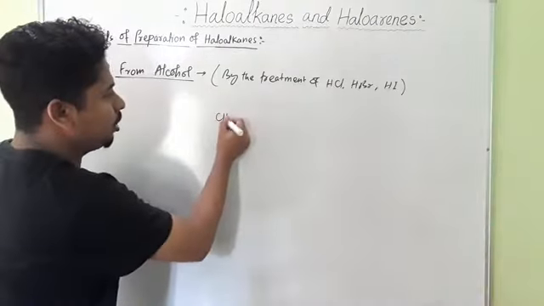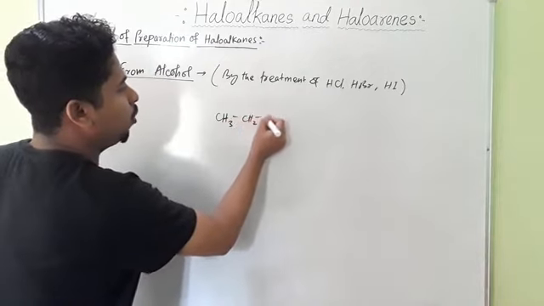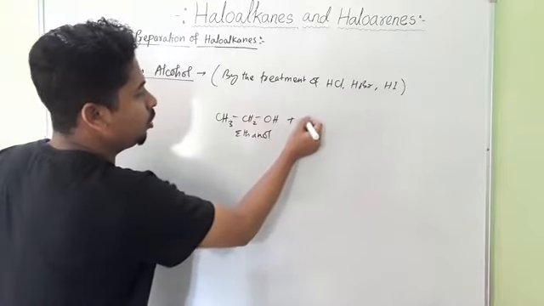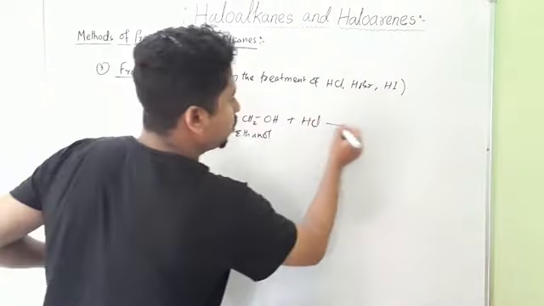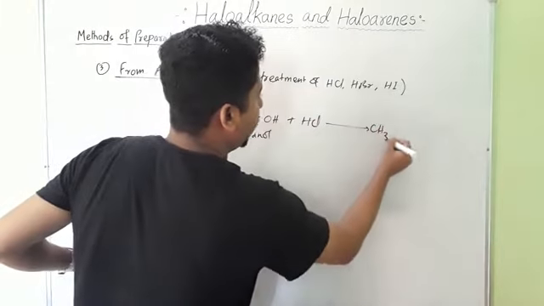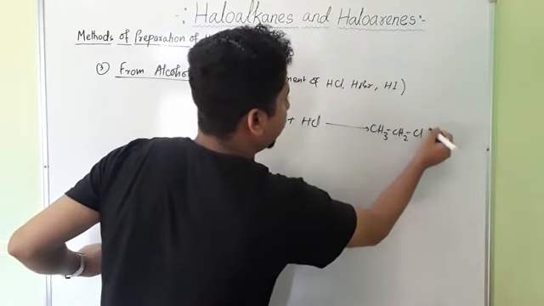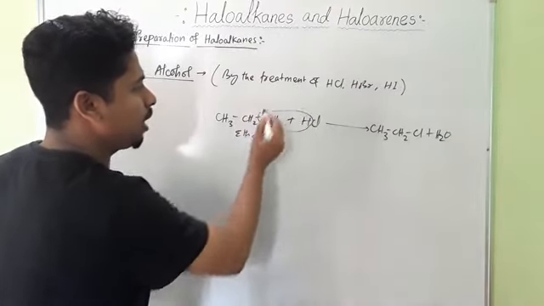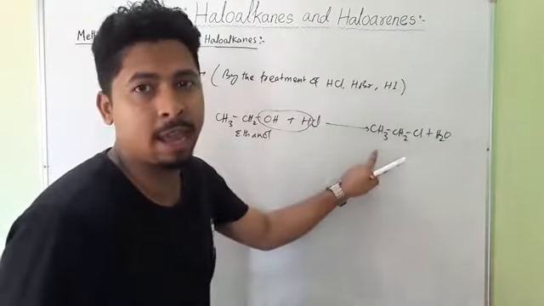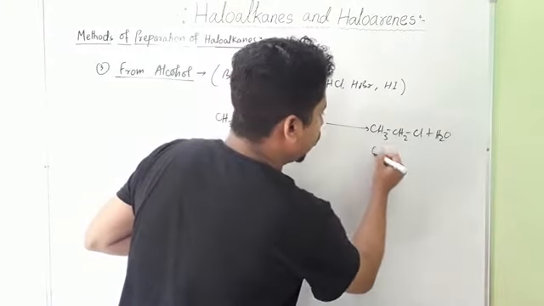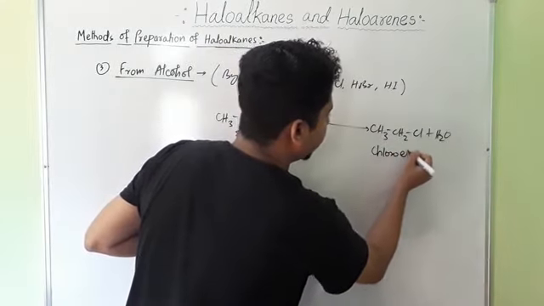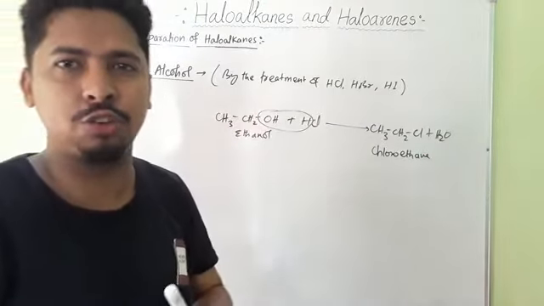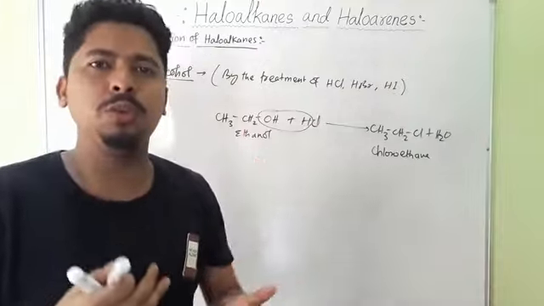Suppose CH3-CH2-OH. This is ethanol, and this ethanol on treatment with, suppose, HCl, will produce CH3-CH2-Cl plus H2O. Here you see one molecule of water will be removed, and it forms the corresponding haloalkane. Its name is chloroethane. In our last class we saw the mechanism of this reaction, so in today's class we are not going to discuss this mechanism.